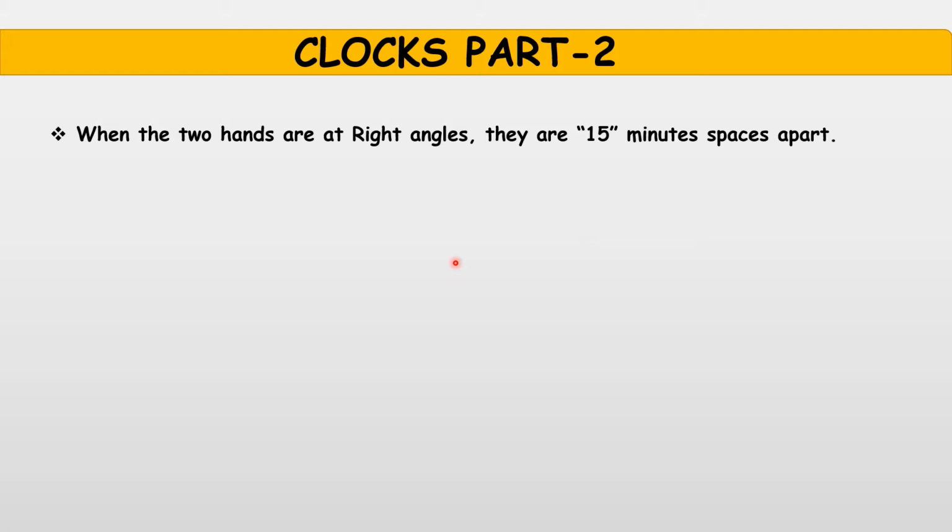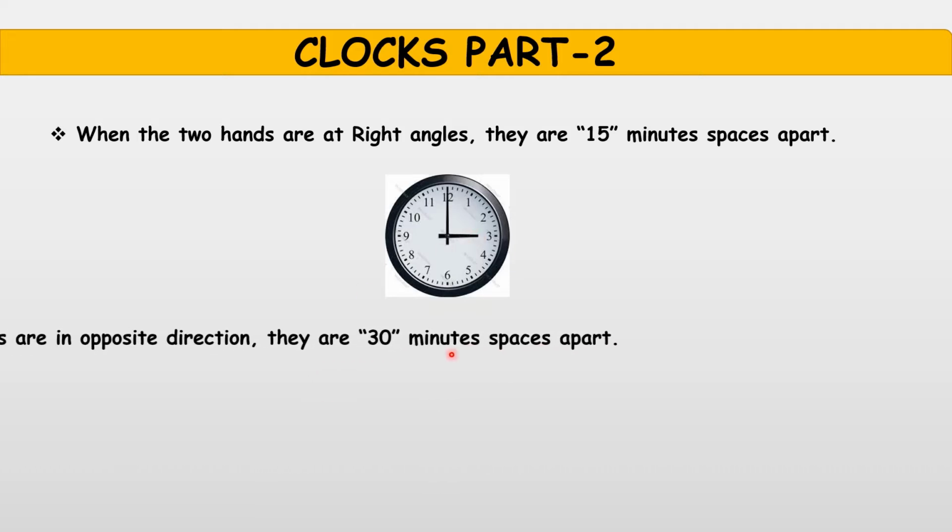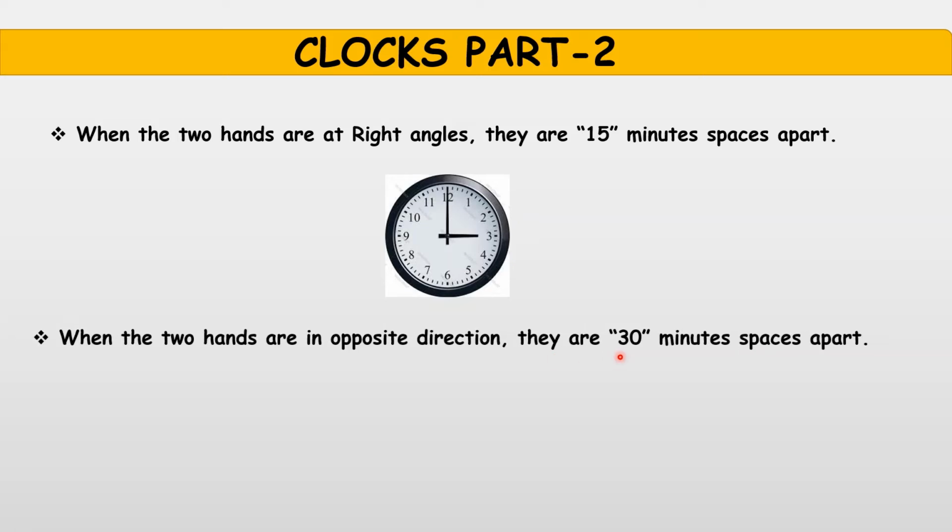You are seeing the clock here. It's 3 o'clock and the angle between them is 90 degrees, so they are at right angle, so they are 15 minutes space apart. When the two hands are in opposite direction, they are 30 minutes space apart. The time is 6 now, so they are at 180 degrees, in opposite direction, so the gap between them is 30 minutes. These two are important points.